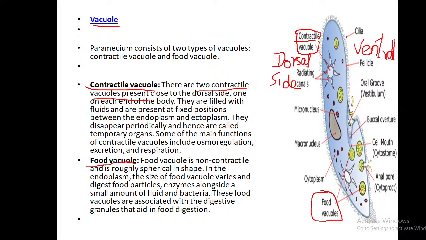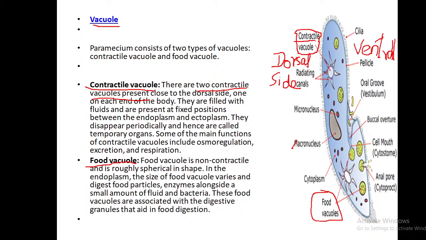ഇമ്പോർട്ടൻ്റ് ആണ്. ഫുഡ് വാക്യൂള് നോൺ കൺട്രാക്ടൈൽ. ഈ രണ്ട് കാര്യങ്ങളും അഗൈൻ ഐ എം ടെല്ലിംഗ്, ന്യൂക്ലിയസും ഈ വാക്യൂൾസിന്റെയും കാര്യം ഇറ്റ്സ് ഇമ്പോർട്ടൻറ്റ് ഇൻ കേസ് ഓഫ് പാരമീഷ്യം because these are the unique features. Then food vacuole is non-contractile എന്ന് വെച്ചാൽ കൺട്രാക്ട് ചെയ്യുന്നില്ല.